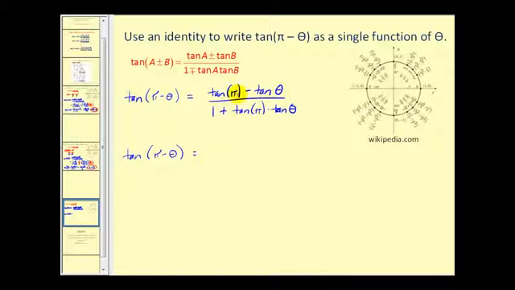Well, tangent pi on the unit circle would be here. Y over x would be 0 over negative 1, so that would be 0 minus tangent theta over 1 plus, again, tangent pi is 0, so 0 times tangent theta would still be 0. And it looks like it's going to equal negative tangent theta.